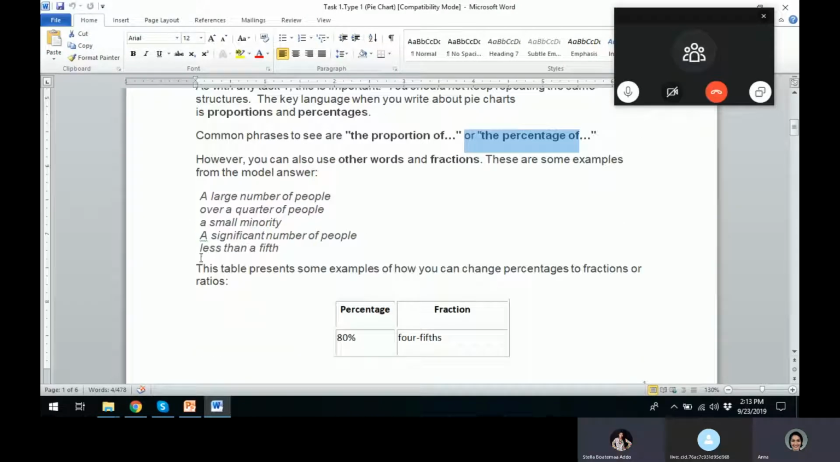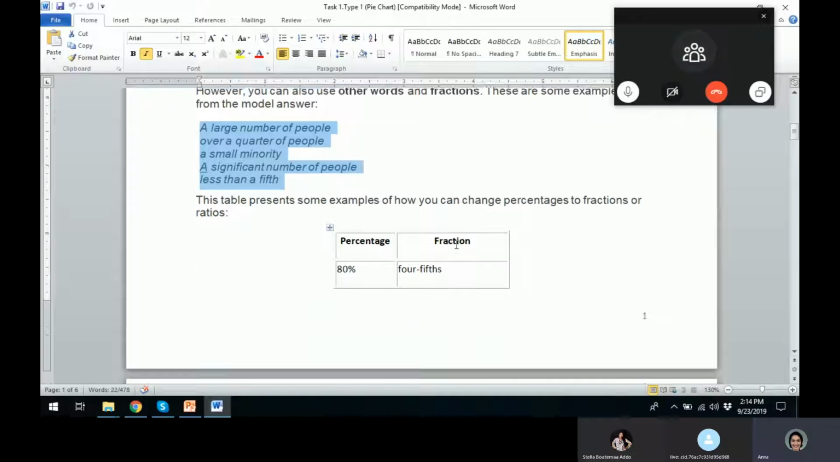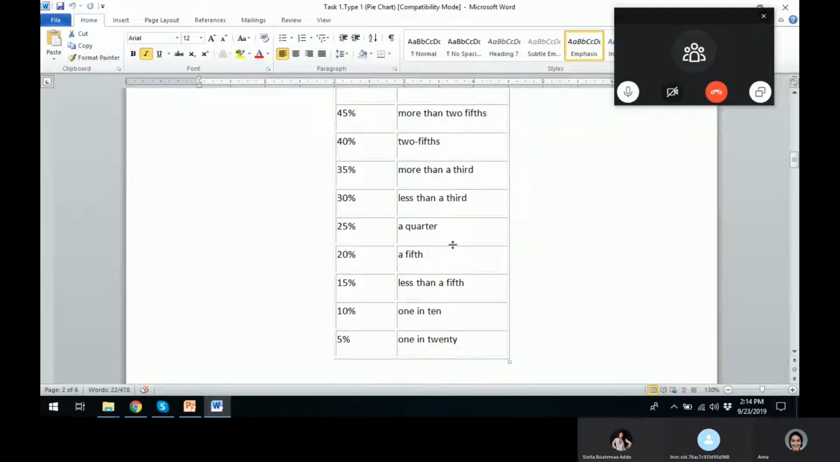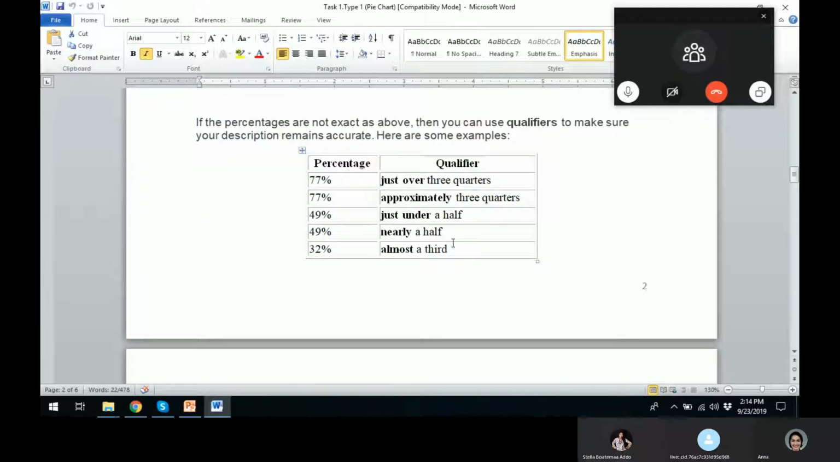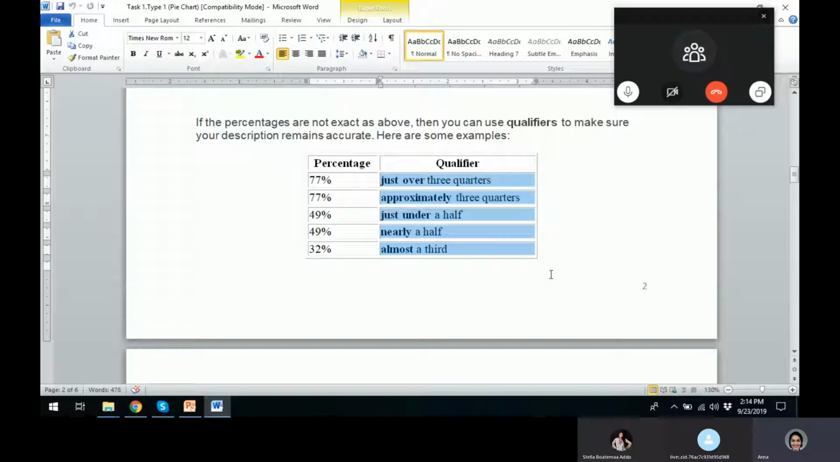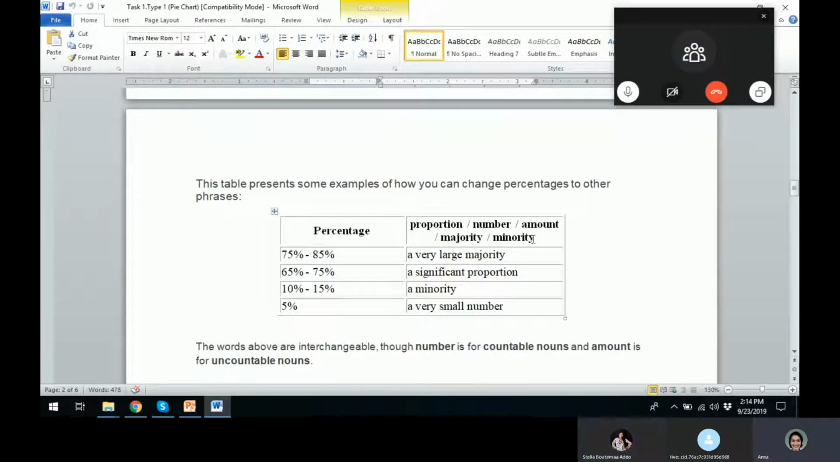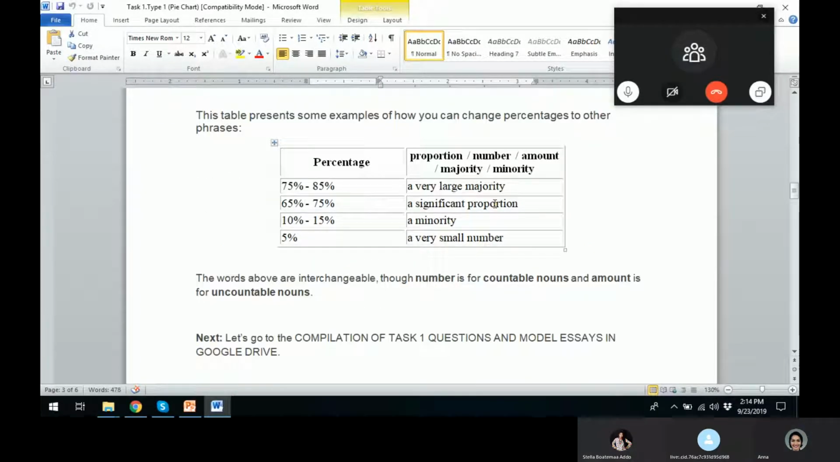Okay, so going back, again, we have discussed this. Large number of, over a quarter, a small minority, a significant number, less than a fifth, and so on. Approximations are also called qualifiers. We have discussed this earlier. Just over, approximately, on, just under, nearly, almost. Some resources would call them hedging or hedging devices. Okay, just in case you encounter them later on.